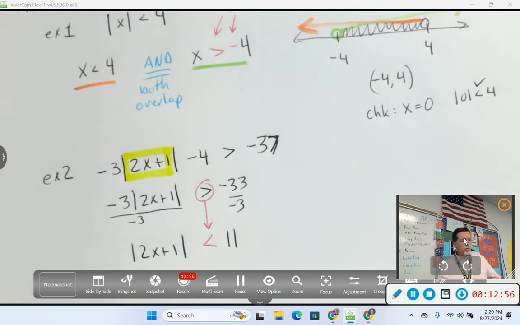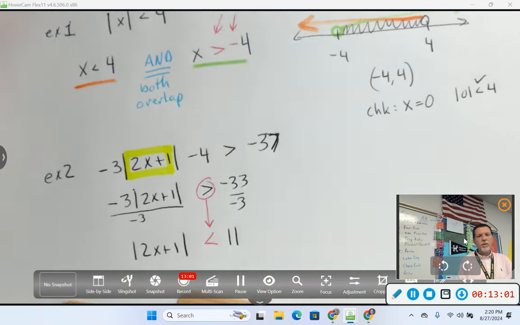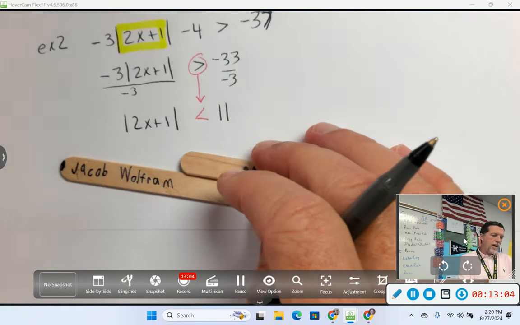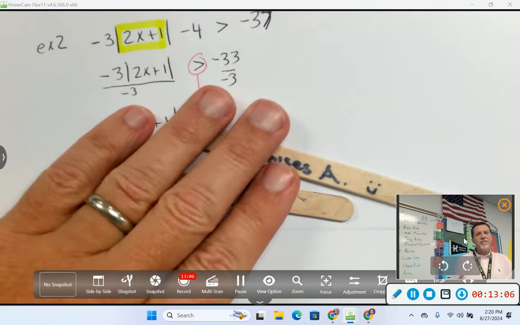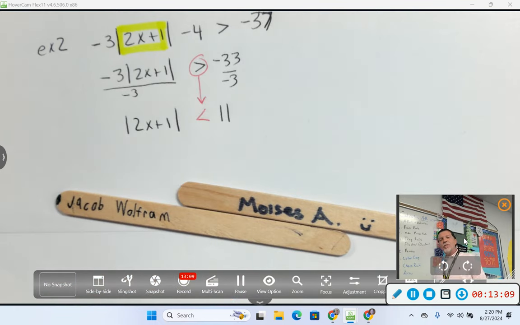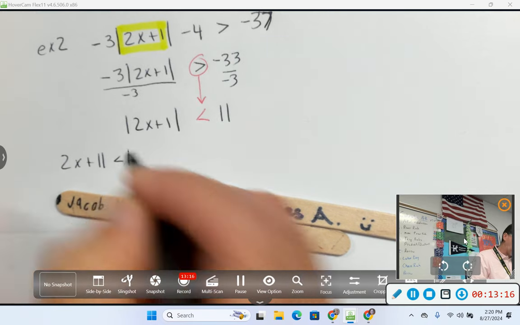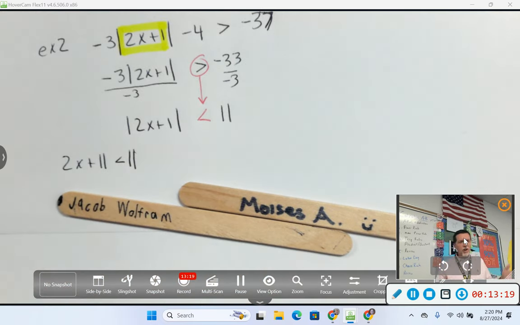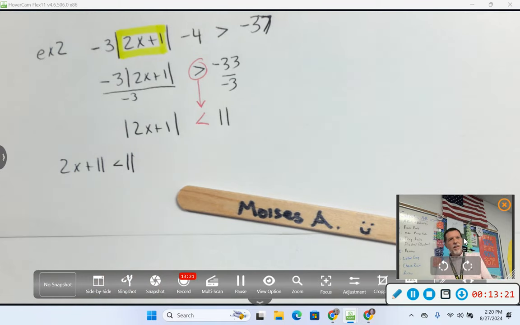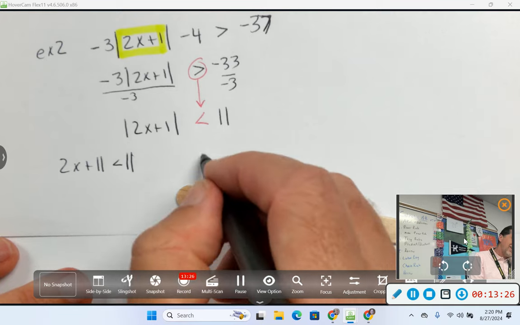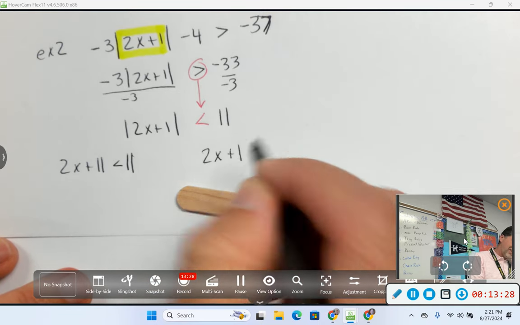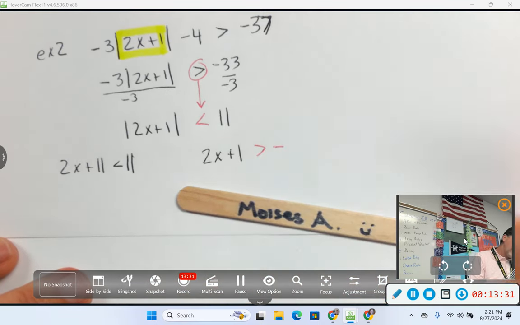Okay, now it's time to split them up. I'm nervous because I haven't called on people to split them up before, but I have confidence in Jacob and he wants to pull this off. Jacob, what's the first inequality going to be? 2x plus 1 less than 11. Yes. So the first one, super easy, just drop the absolute value bars. Moises, make us proud here. 2x plus 1 is greater than negative 11. Very nice.